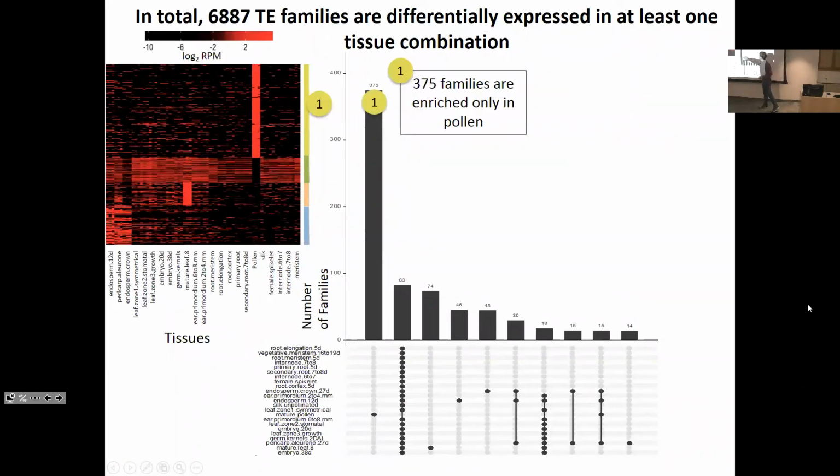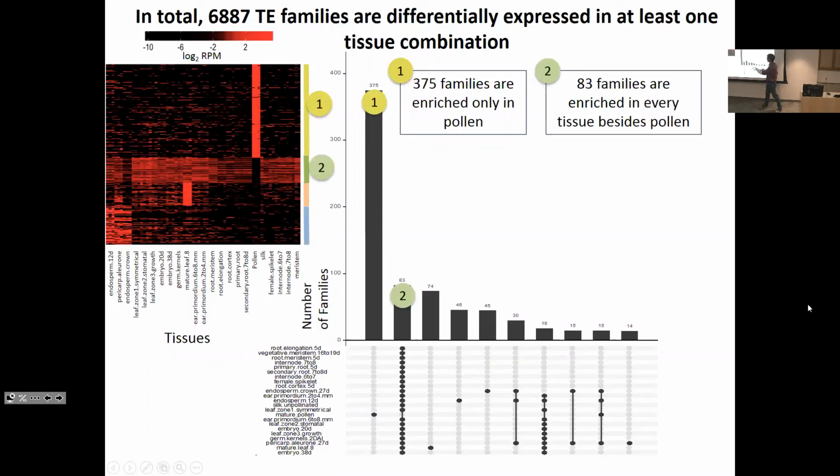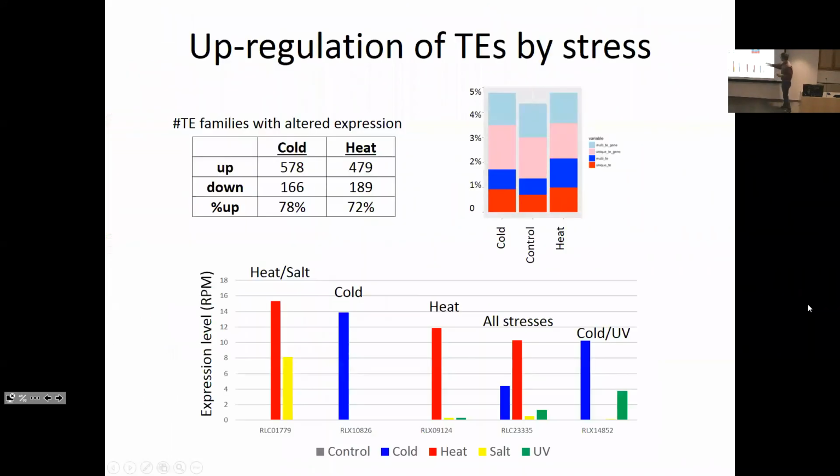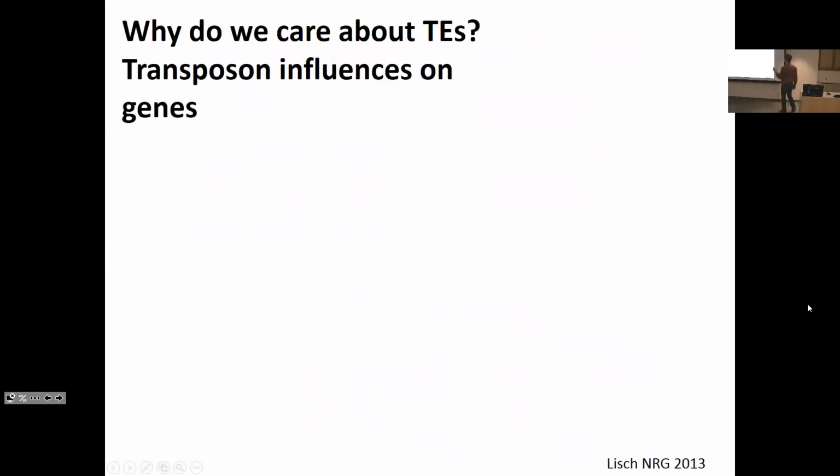So there are a bunch of families, all of these ones up here, that are only expressed in pollen. They're not expressed elsewhere. There's a bunch of families, the second group, that are expressed pretty much everywhere but pollen. There are also groups that are expressed in other particular tissues. So these aren't just noise, they have particular patterns of expression. Those patterns can include stress responses. So we have cases where particular stresses will cause an element to turn on, or multiple stresses. Why do we care about this?